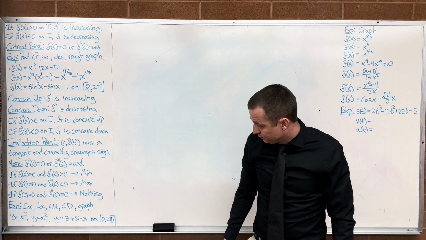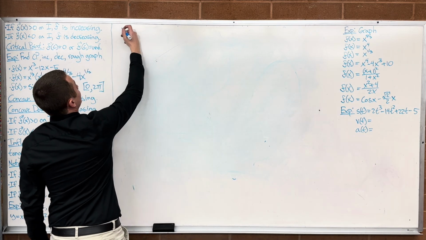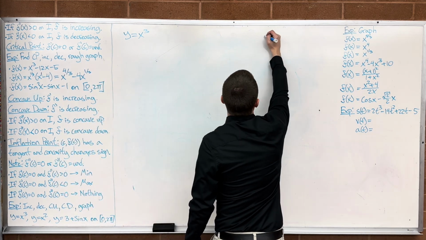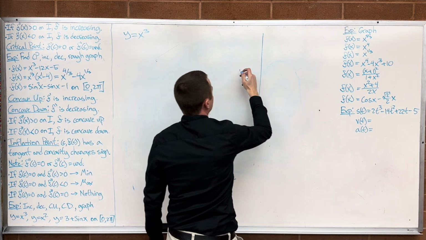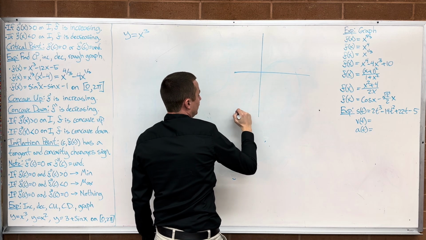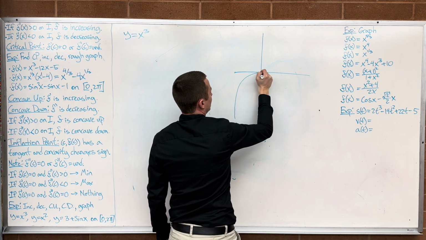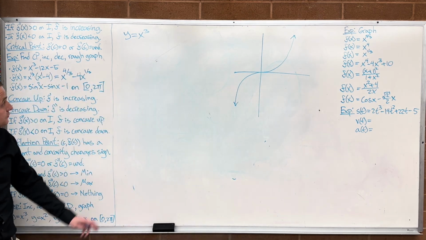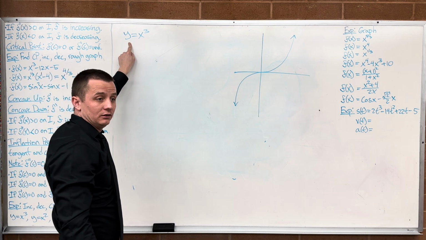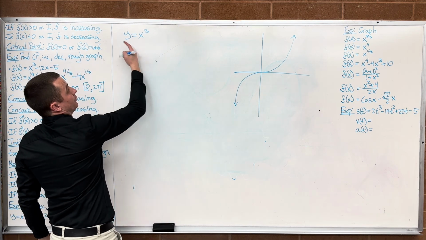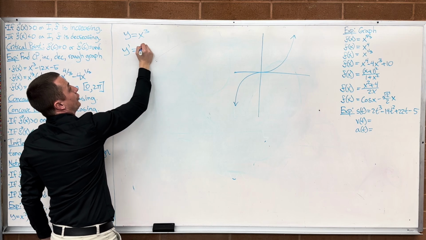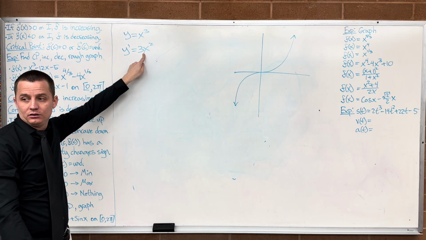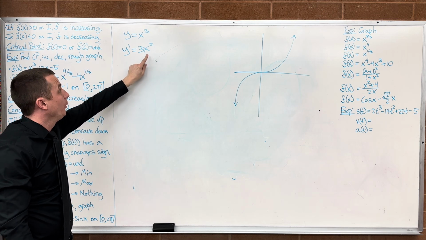Our first example, we're looking at y equals x cubed. We're picking one intentionally that we already know what it looks like. The cubic function looks something like this. First off, let's look at its first derivative. What's y prime? 3x squared. Where is 3x squared negative? Nowhere, it's always positive.